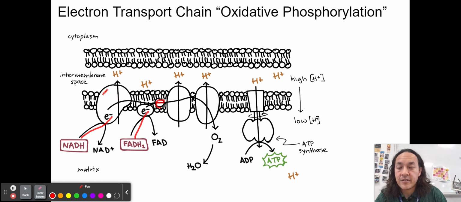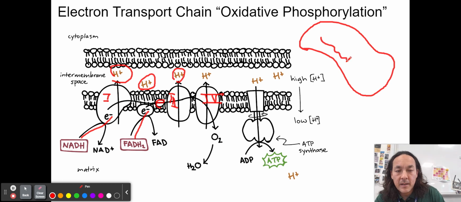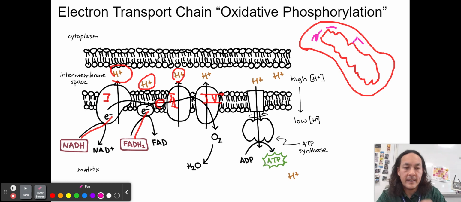All right. These electrons will go through protein complexes. This is number 1. This is number 2. This is number 3. And this is number 4. And as they go through these protein complexes, they're able to pump H pluses into the intermembrane space. If you're wondering where the intermembrane space is, here's a mitochondria. This is the intermembrane space where the pink is, this spot in between the outer membrane and the inner membrane.